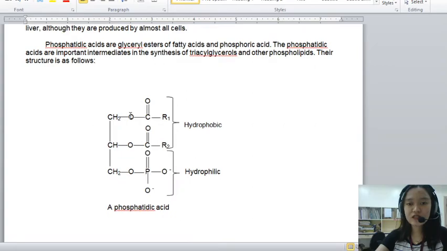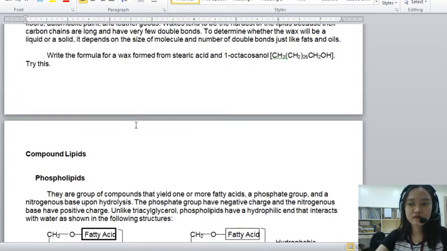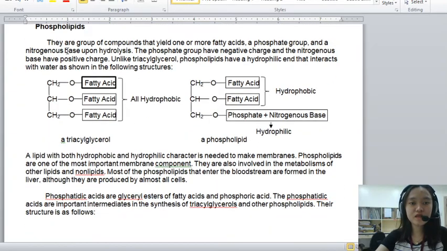Okay, next you have compound lipids. The first one is your phospholipid. So your phospholipids are groups of compounds that yield one or more fatty acids, a phosphate group, and a nitrogenous base upon hydrolysis. So tatlo ang product niya kapag hydrolyze mo siya. The phosphate group has a negative charge and the nitrogenous base has a positive charge. So yung phospholipids, it has a part na hydrophilic, or it reacts with molecules of water. Meron siyang part na hydrophilic.